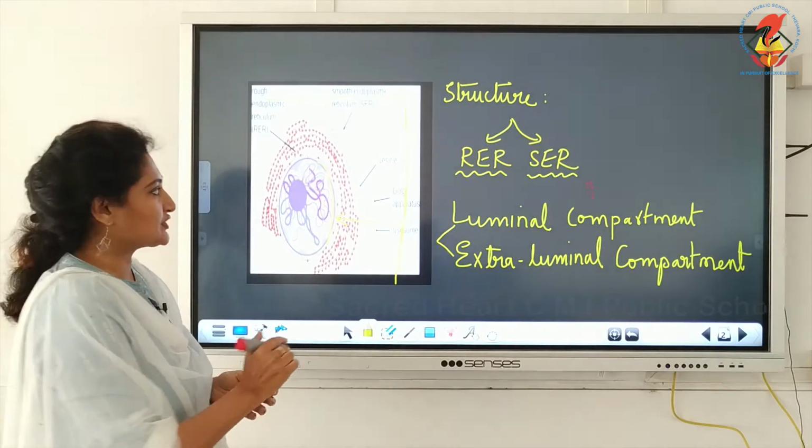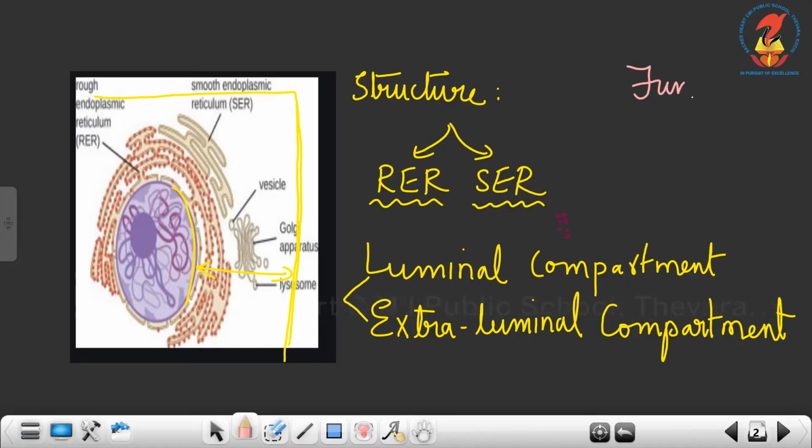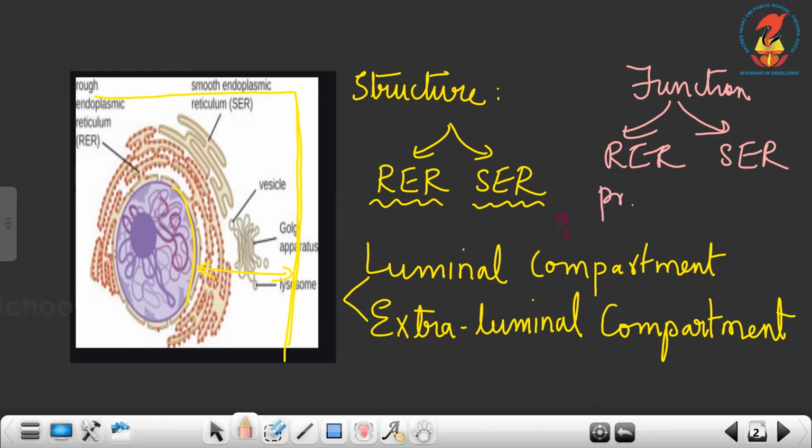Next aspect, function. Function of the endoplasmic reticulum. As I told you initially, there are two types of endoplasmic reticulum, RER and SER. The RER is associated with ribosomes and hence involved in protein synthesis. So the function is they are involved in protein synthesis, whereas SER is devoid of ribosomes and they are involved in lipid synthesis.